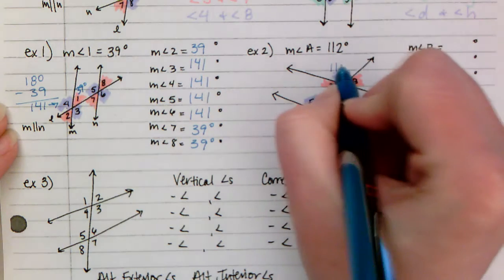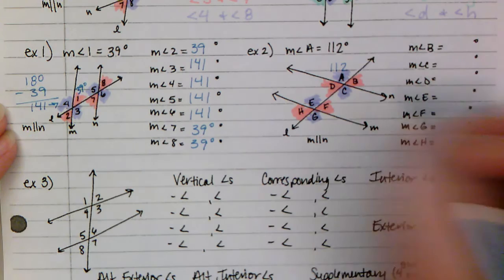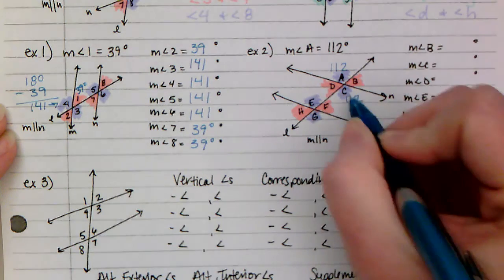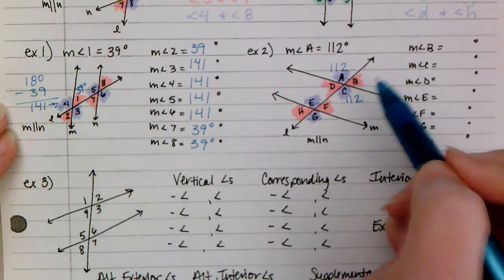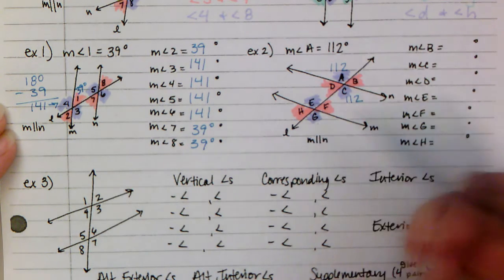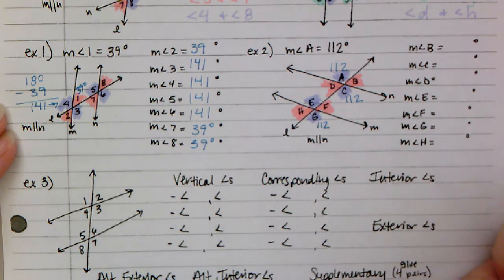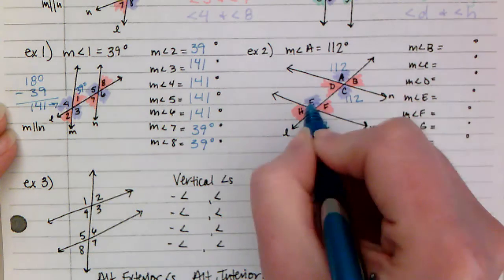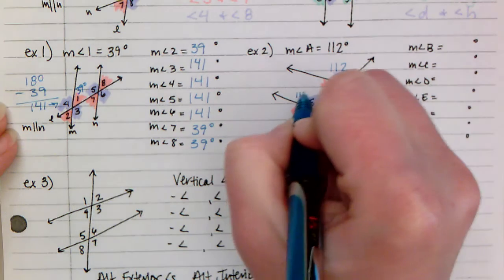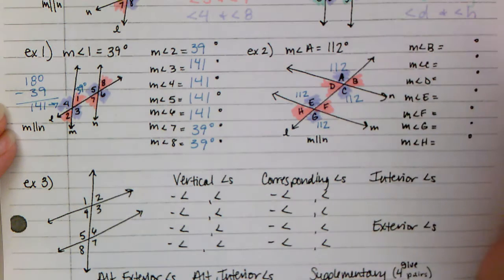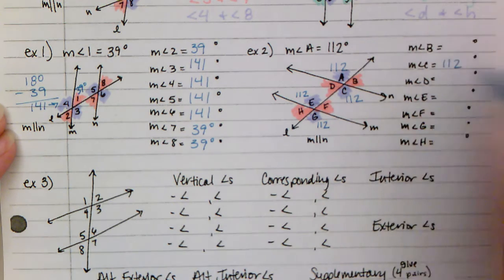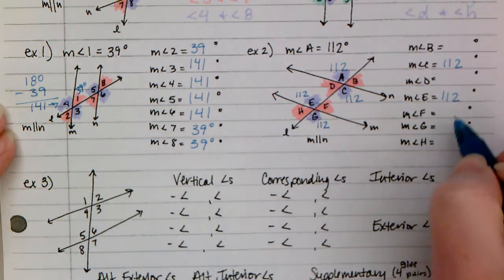If I know that A is 112 degrees, then I know C is 112 because they're vertical. I know A and G are alternate exterior angles, so that's 112. And C and E are alternate interiors. Now you'll notice there is multiple reasons that I can say for why these angles are that measure.